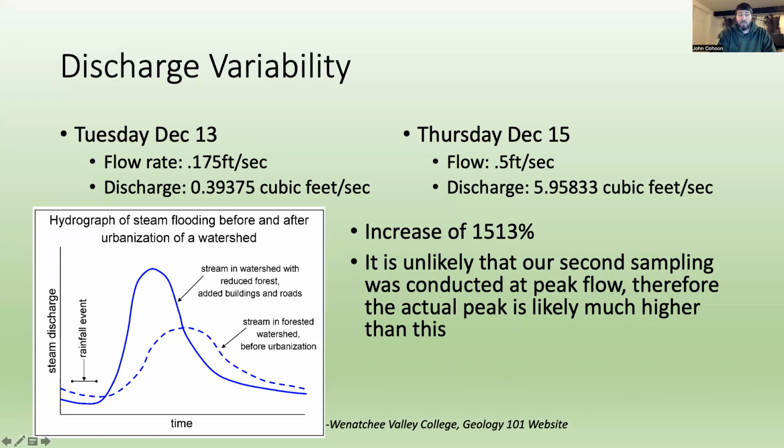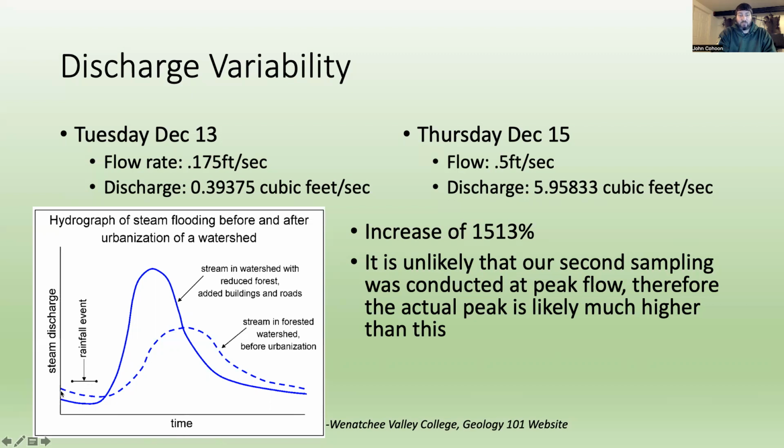I would like to note that it is unlikely that our second sampling was really conducted at peak flow. So if you look at this graph here, this graph represents in the solid line what an urbanized watershed likely looks like in terms of discharge. And this dotted line is more of a natural watershed. So like I was saying before, when it says stream discharge, this is the amount of water that is moving through the creek at any given time. And then this is time since our rain event.